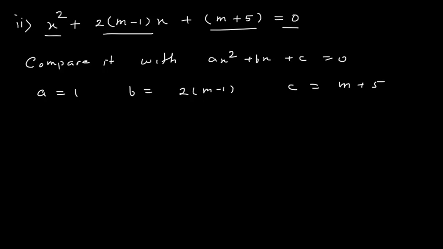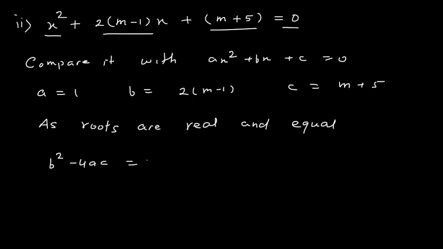Okay, then as roots are real and equal, what I get? I get b square minus 4ac is equals to 0. So this will give me 2 into m minus 1 the whole square minus 4 into 1 into m plus 5. This is equals to 0.